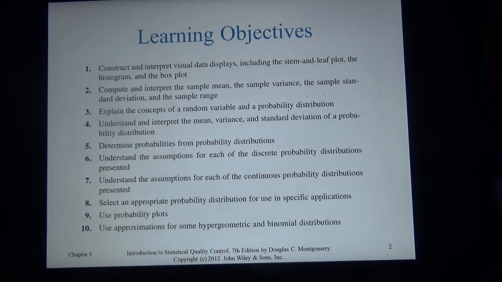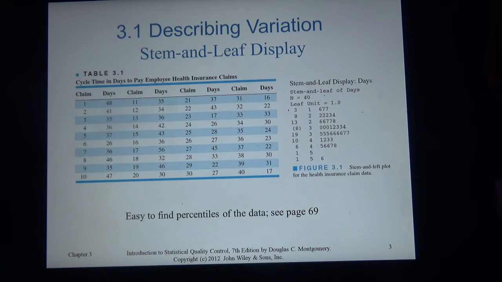These are the learning objectives. So we start with describing the variation, and the first graph we would like to draw is the stem and leaf diagram. How do we draw that diagram? There's an example here. There are 40 claims. Each day people are recording the employee health insurance claims. How many days do they claim?